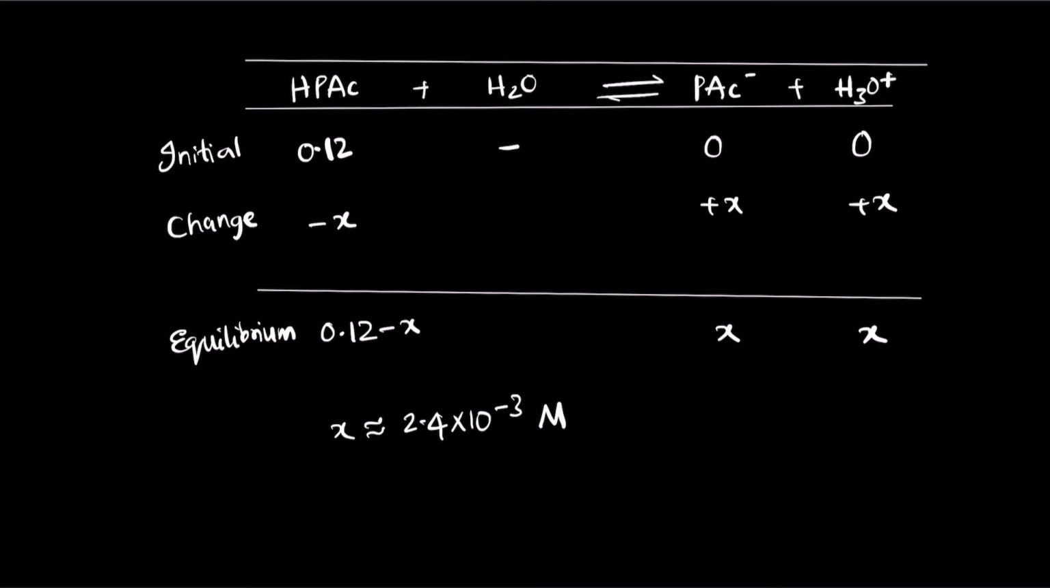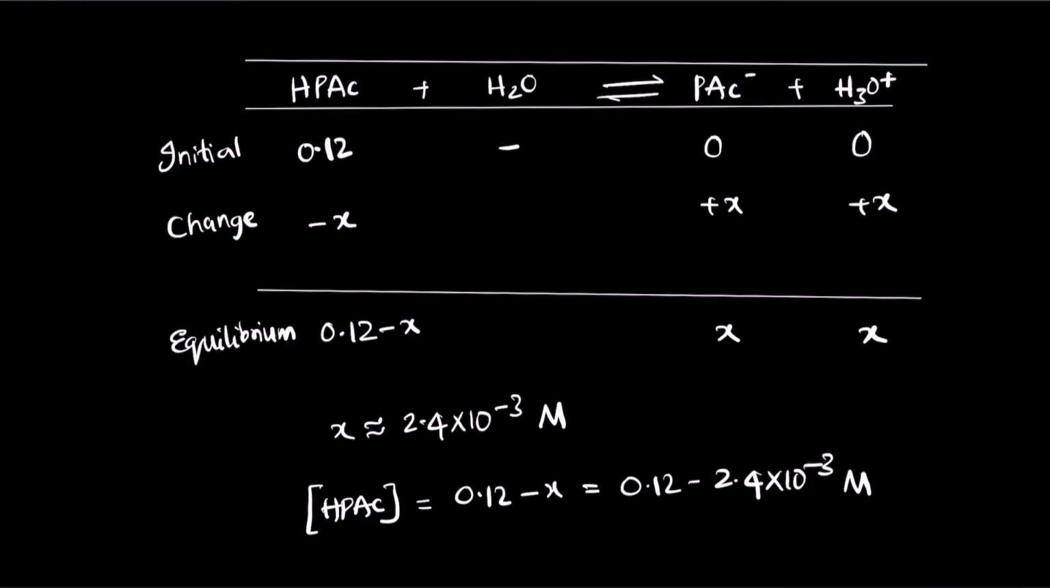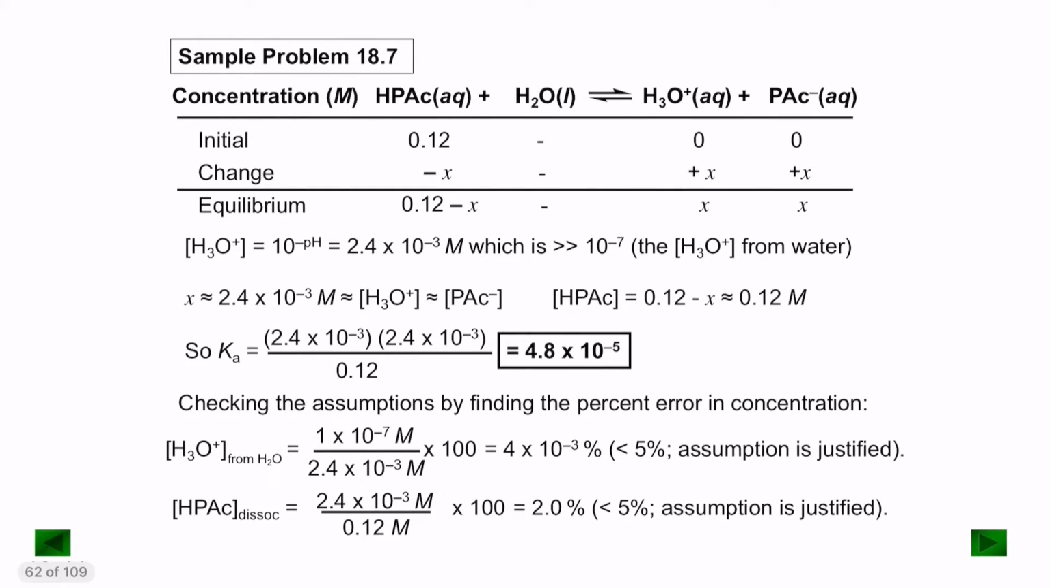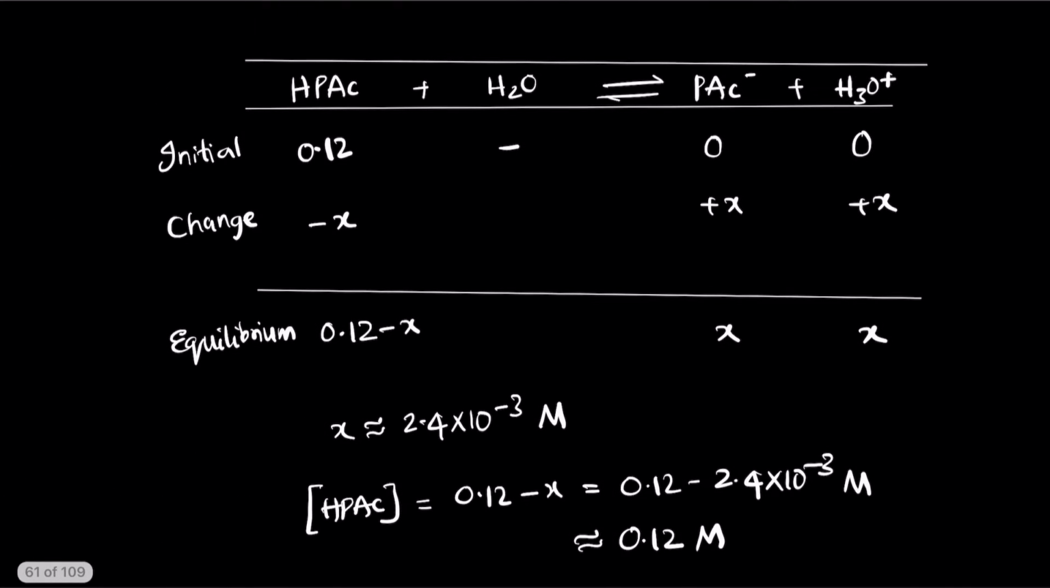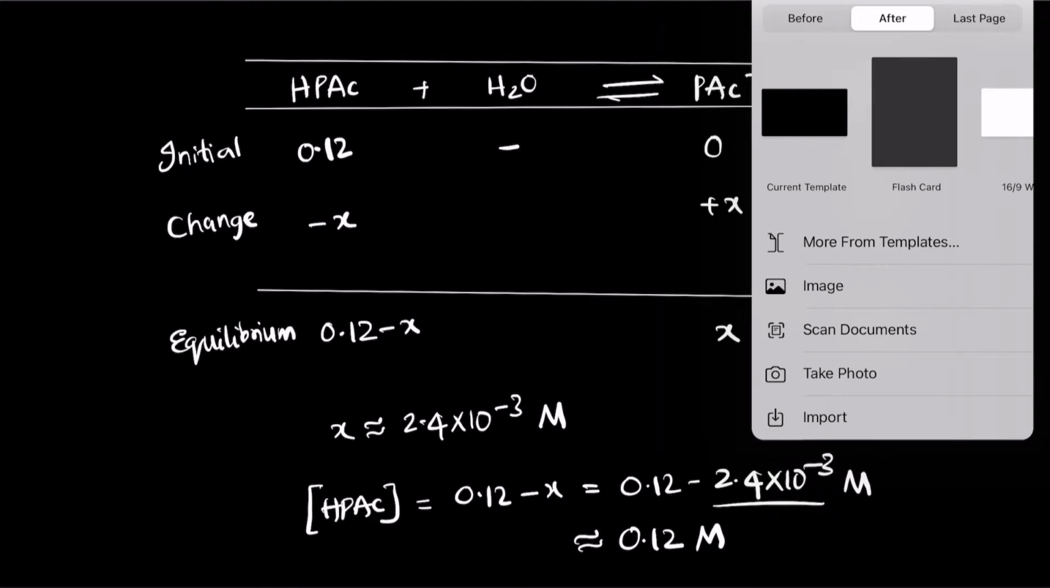Now, to calculate the HPAC concentration at equilibrium, that value is 0.12 minus x, which is 0.12 minus 2.4 times 10 to the power negative 3 M, which is nearly equal to 0.12 M. When you calculate it, you find that the value is nearly equal to 0.12 M, because this is a really negligible value, so we can remove that part.